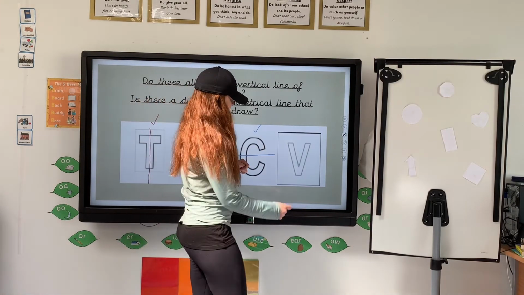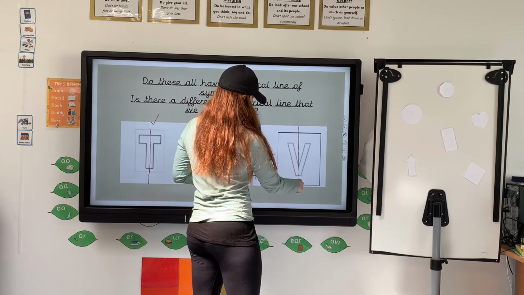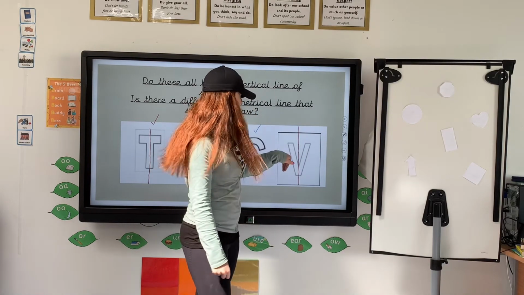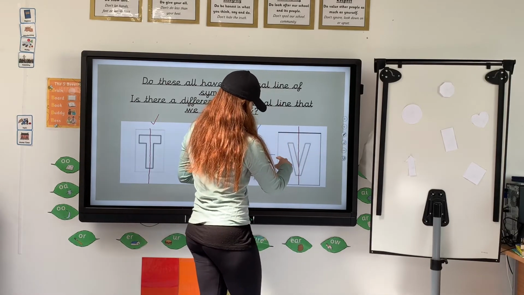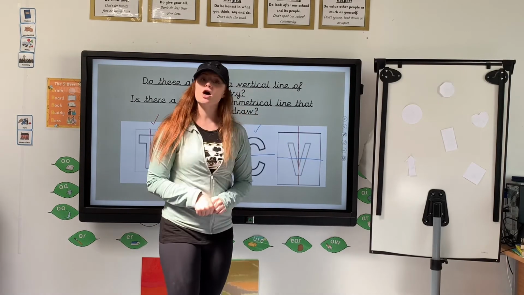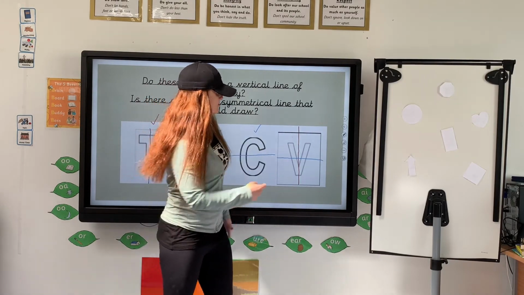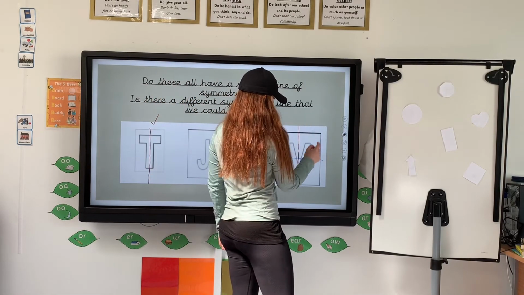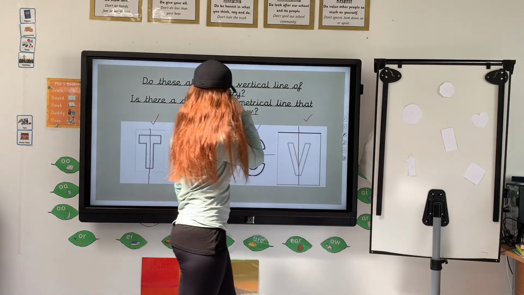And now we've got the V. So let's have a little look vertically. So straight down. Yep, I can see that both sides are exactly the same. So it does have vertical symmetry. Does it have horizontal? No. So I can see horizontally, this half is not the same as this half. So I can get rid of that one. But it does have vertical symmetry.